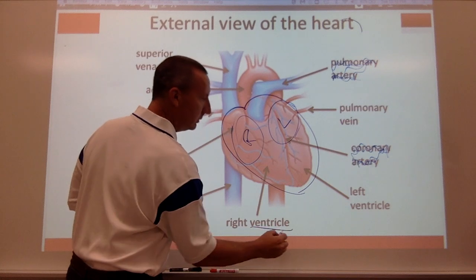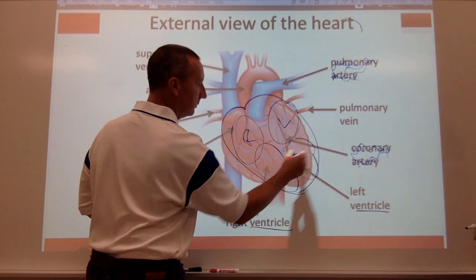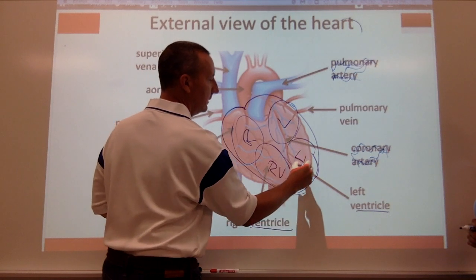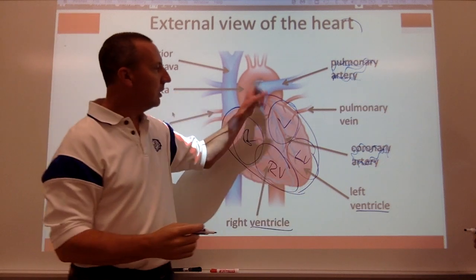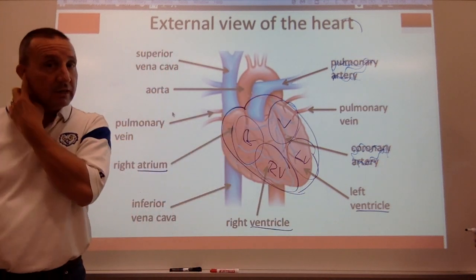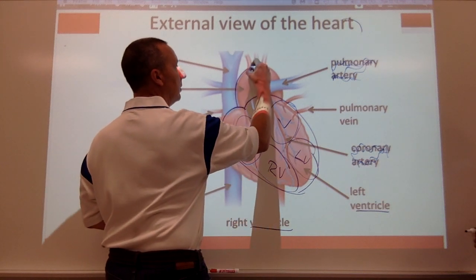Here's our right ventricle and our left ventricle. They're down here at the bottom of the heart, right? The right ventricle and the left ventricle, and the blood gets pumped through the heart and out. The other couple of key things that we need to know, all right? This thing up here is called the aorta.